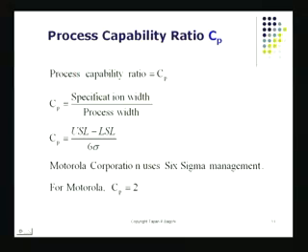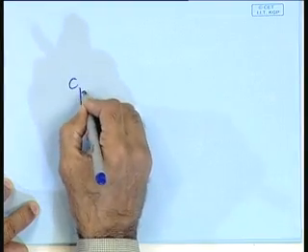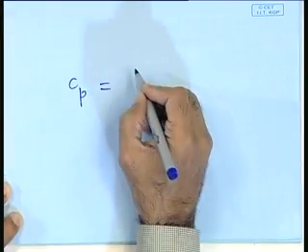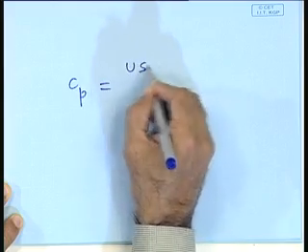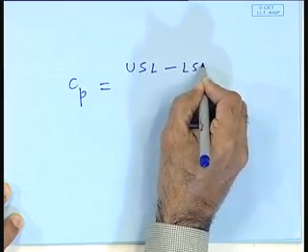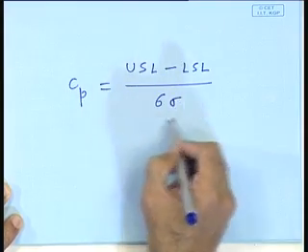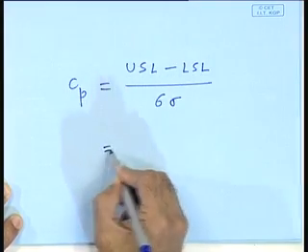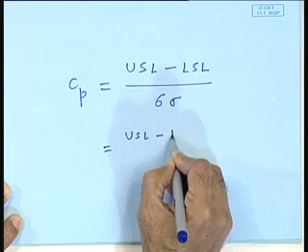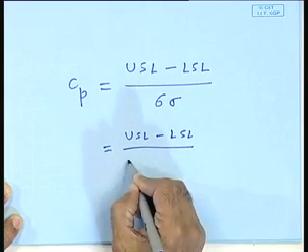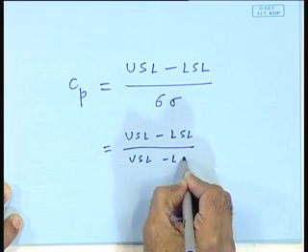Let me give you 1 or 2 other examples. Suppose you have a tolerance limit that fits exactly the 6 sigma quantity. So if I write the formula there, I have CP equal to upper spec limit minus lower spec limit divided by 6 sigma. And suppose this 6 sigma was exactly equal to the tolerance, then I'll end up with upper spec limit minus lower spec limit divided by upper spec limit minus lower spec limit.